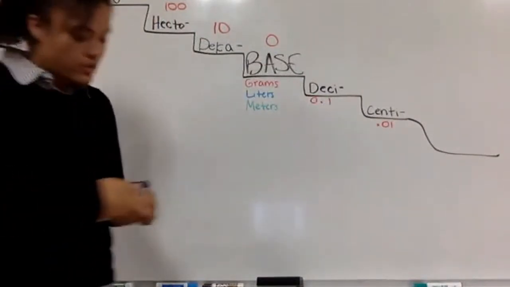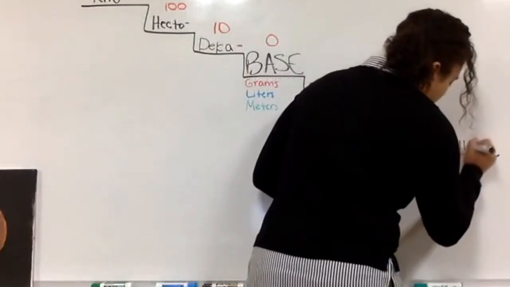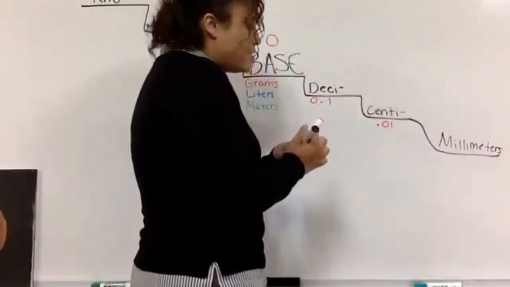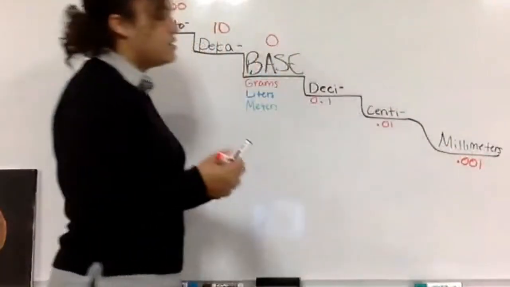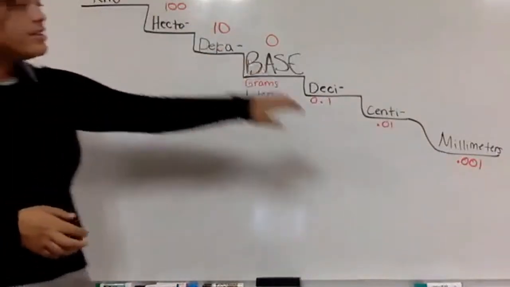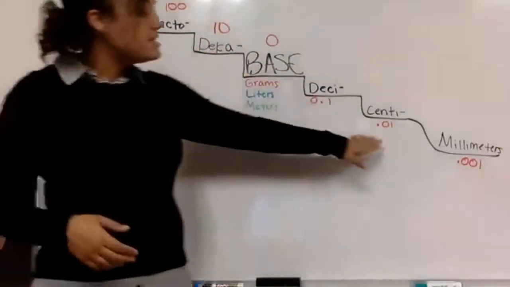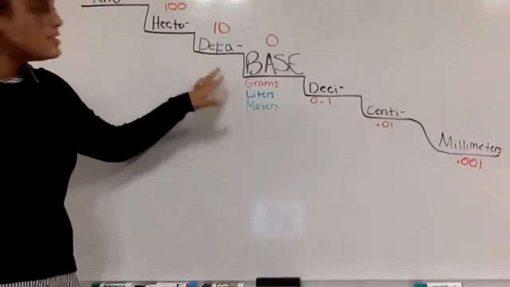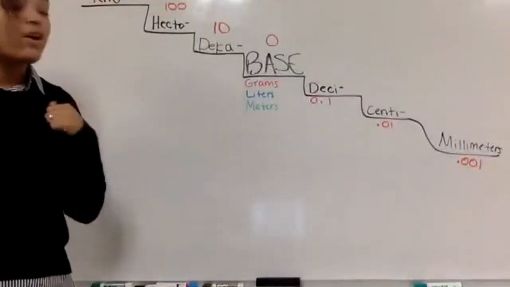And then if we go to the millimeters, we recognize that this is 0.001. This is our thousandths place. Notice that this is 1,000. This is our thousandths. This hecto is our 100s. This is our 100s. Centi is our hundredths. Deca is tens. Deci is tenths. And then obviously we have our base unit.